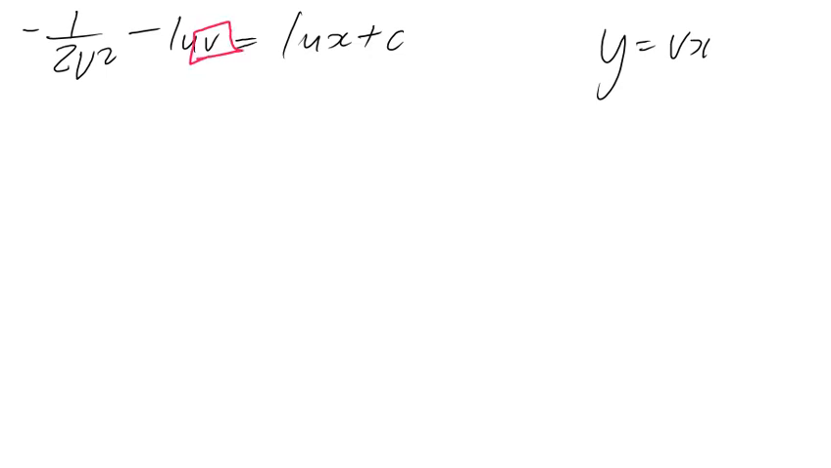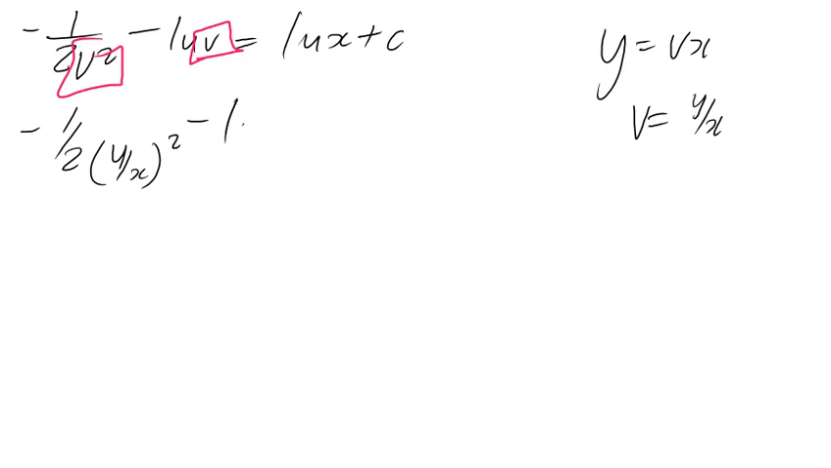Okay, then minus ln v equals ln x plus c. And remember, y equals vx, so we have to solve for v. What is v? v is equal to y over x. So you can substitute that: (y over x) all squared minus ln y equals ln x plus c.